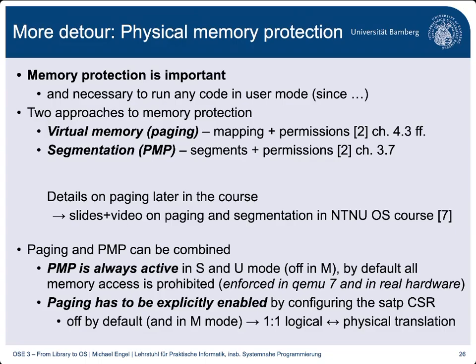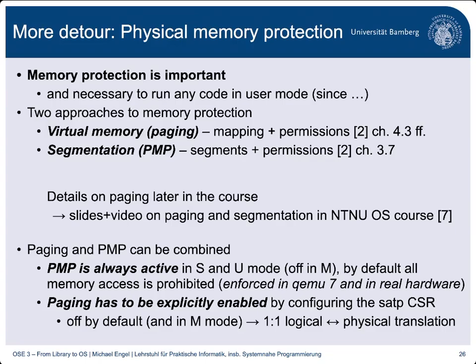So whenever we switch from M mode to S or U mode, we need to enable access to physical memory for the code running in S and U mode. And that's what these two WPMP instructions in our setup code did. By default, all memory access is prohibited. So that would mean if we would not configure the PMP before jumping to S or U mode, then the CPU would try to fetch the first U mode instruction, for example, from memory, but it's not permitted, so it would crash immediately, and then you'd have an endless trap, which is what you do not want.